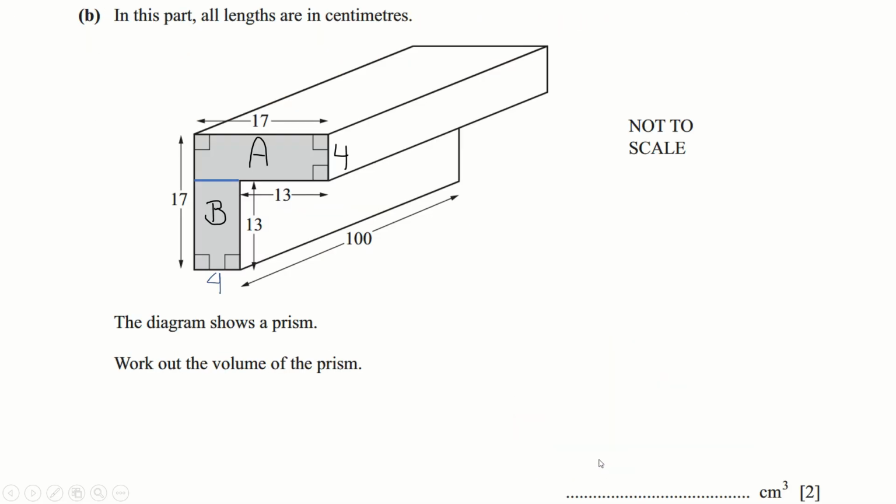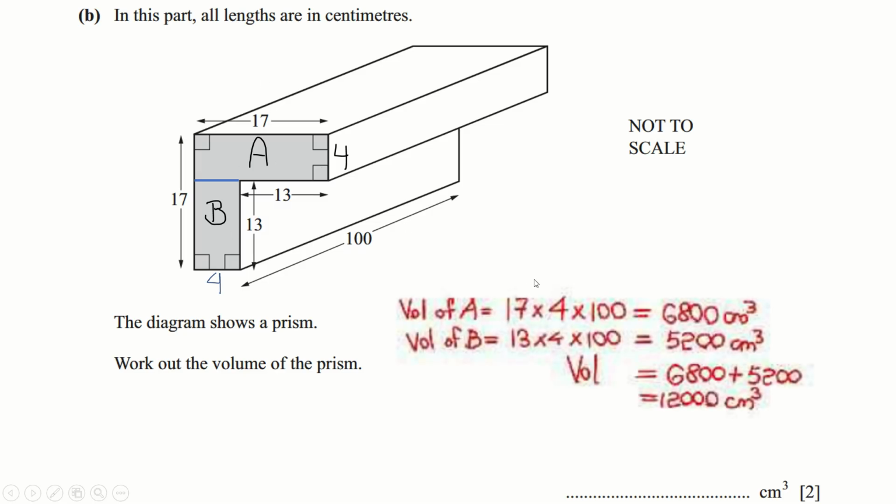B. In this part, all lengths are in centimeters, and they are asking for the volume of the entire prism. So we're going to separate it into 2 parts and calculate the volume for each. Volume of A is equal to 17 times 4 multiplied by 100. We know the volume of a cuboid is L times B times H, so we just calculate them. For volume of B, we have 13 times 4 times length 100. We get 5,200. For the total volume, we just add both of them and we get 12,000 centimeters cubed.